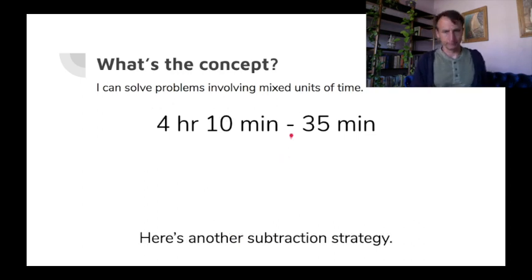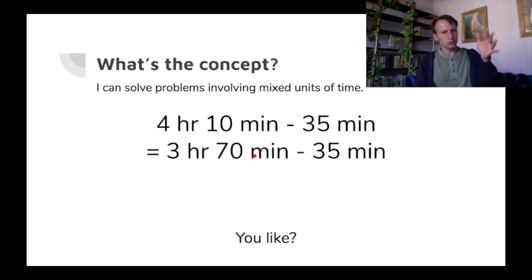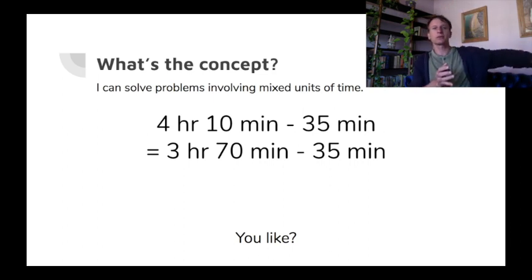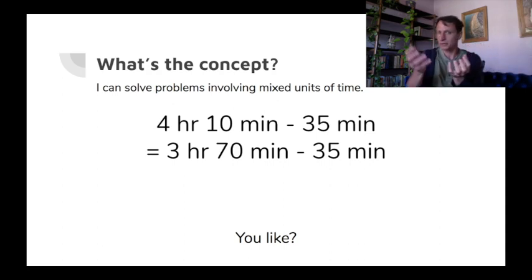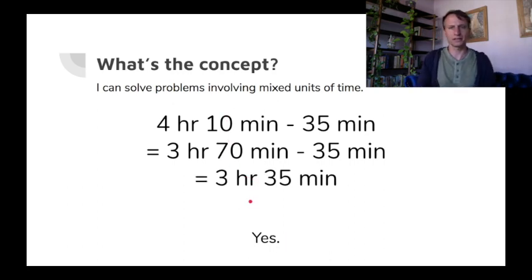Now, how about this one? This is a totally different strategy. All right, so on this one, I'm going to do as we've done before with other things. The 4 hours, 10 minutes, because we're subtracting here, I'm going to leave 3 hours alone. And that 4th hour, I'm going to call 60 minutes, with the 10 minutes already present, is 70 minutes. And now I can go ahead and just subtract 70 minus 35. And you might, and possibly should know, that 35 doubled is 70. So it's going to be 3 hours, 35 minutes. All right, that's another good strategy.